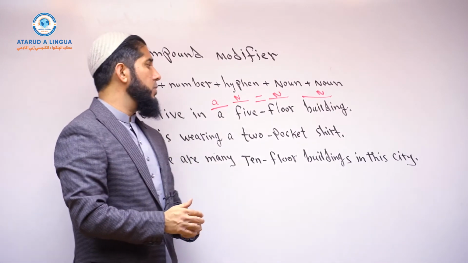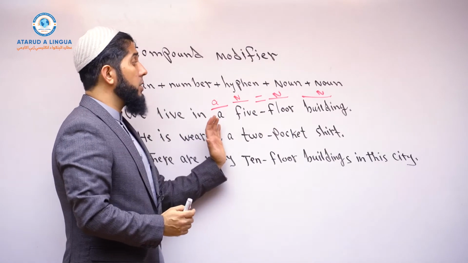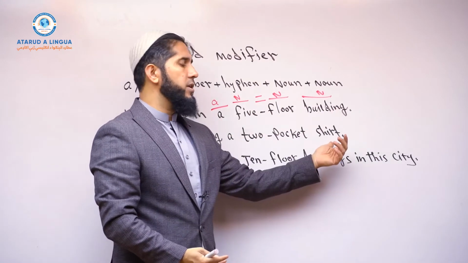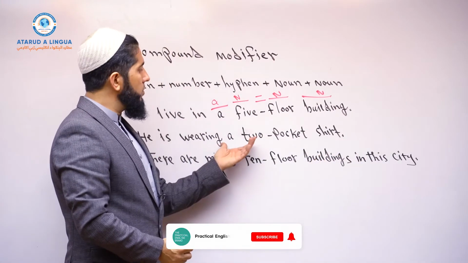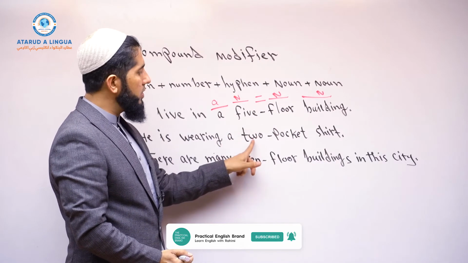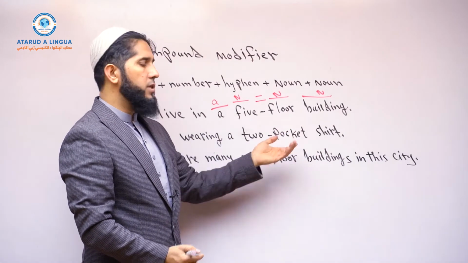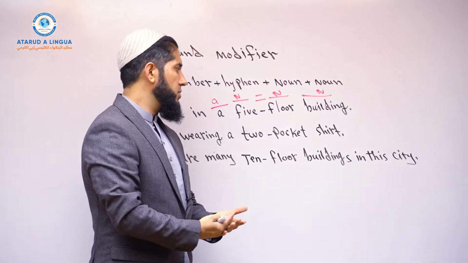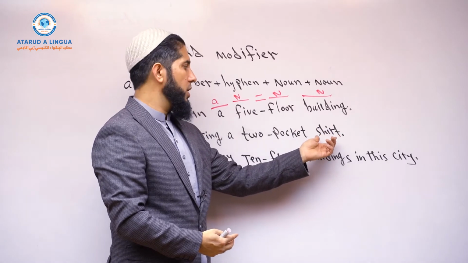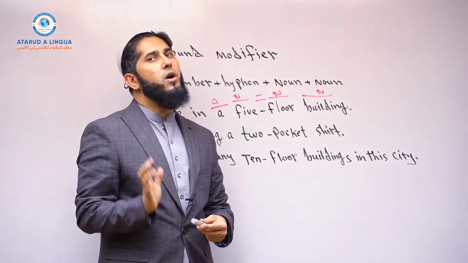He is wearing a 2-pocket shirt. What kind of shirt? A 2-pocket shirt. So altogether, a 2-pocket. This compound modifier is here to describe this noun shirt, okay? So it also goes with the formula, with the structure. First we have article, then we have number, then we have hyphen, and then noun and noun. And the first noun is always in singular form because it functions as an adjective. It describes the following noun, shirt. So now simply it means that my shirt has 2 pockets.